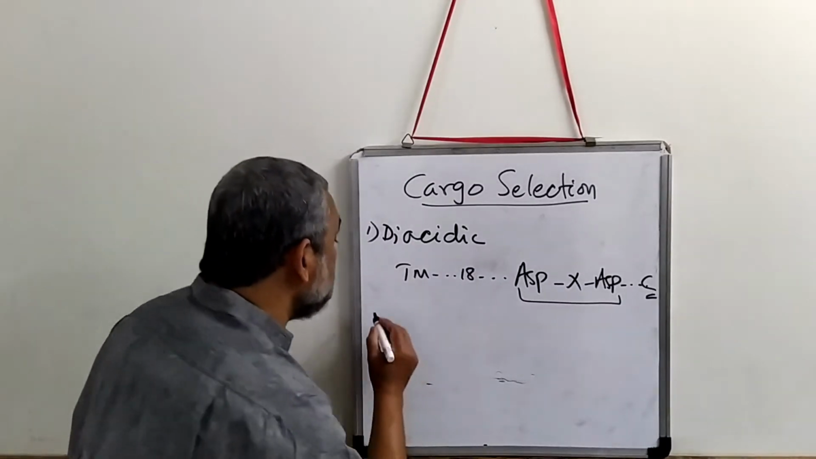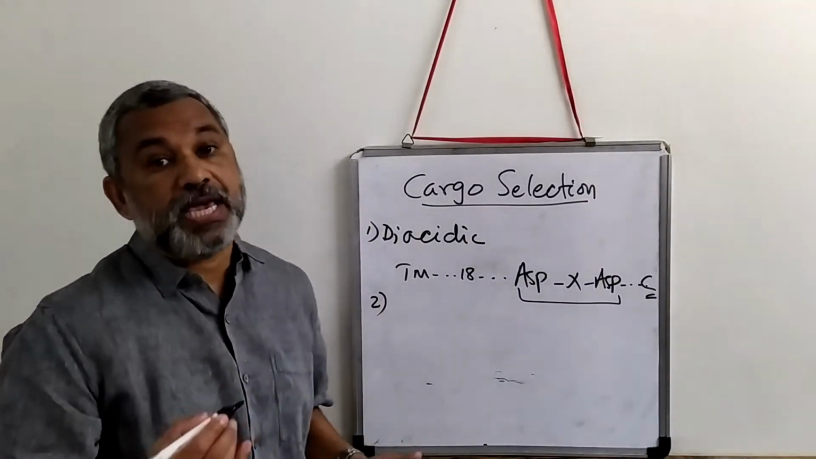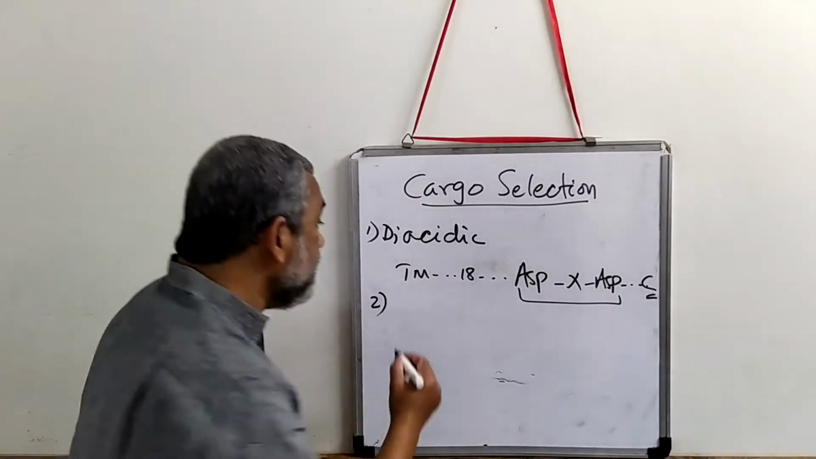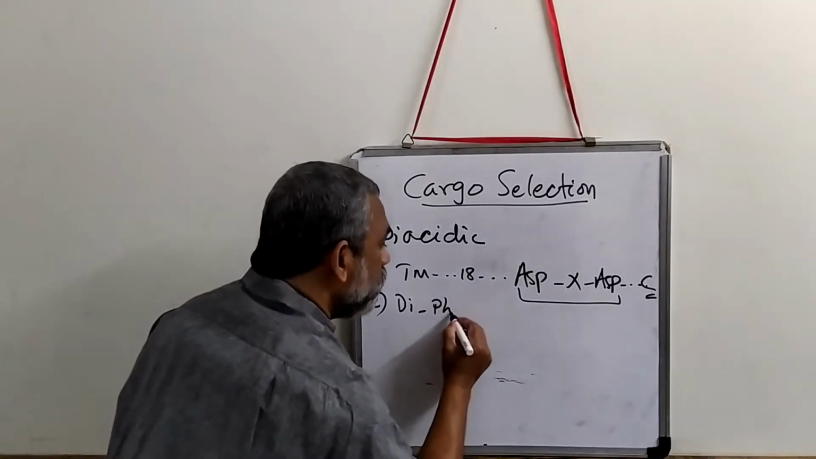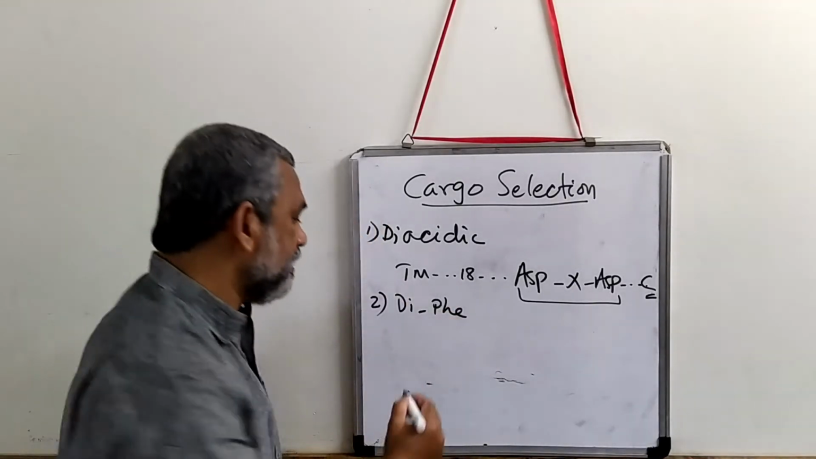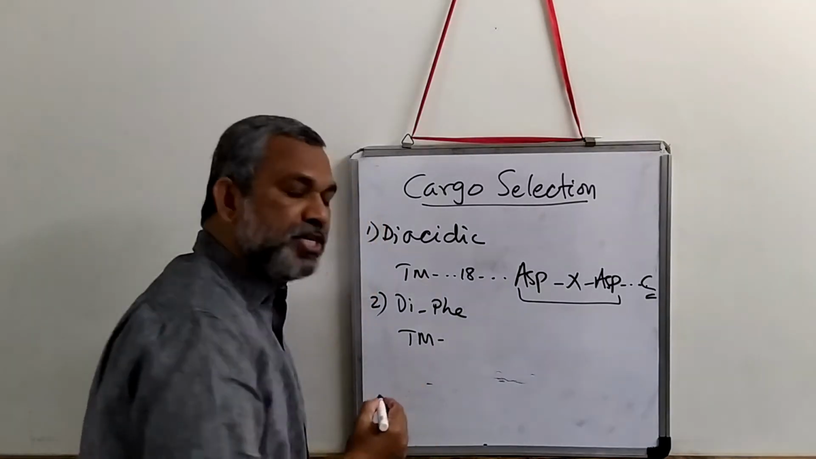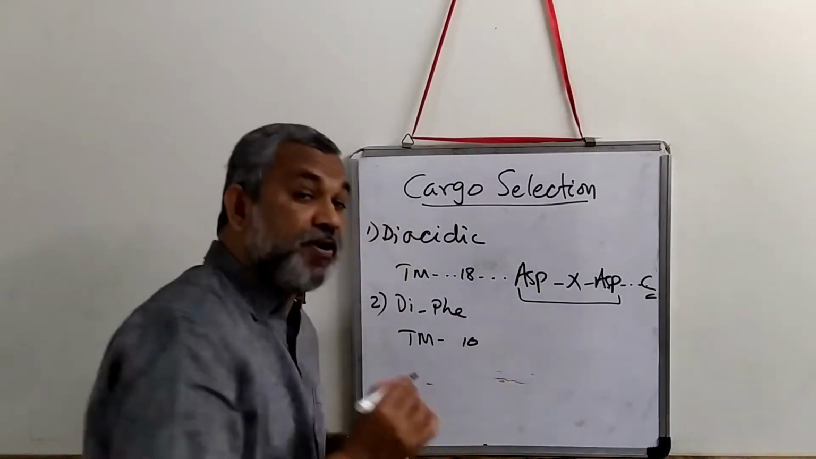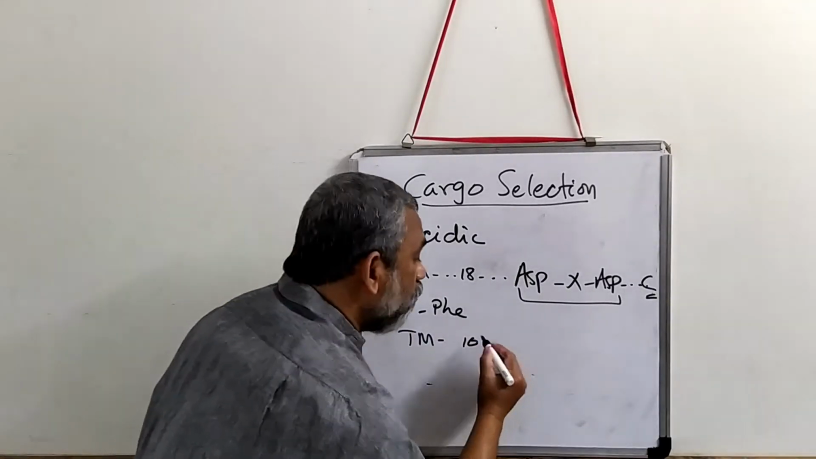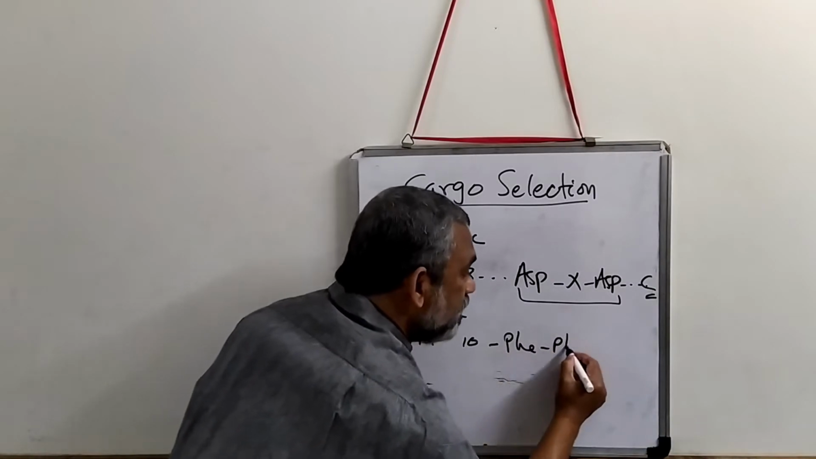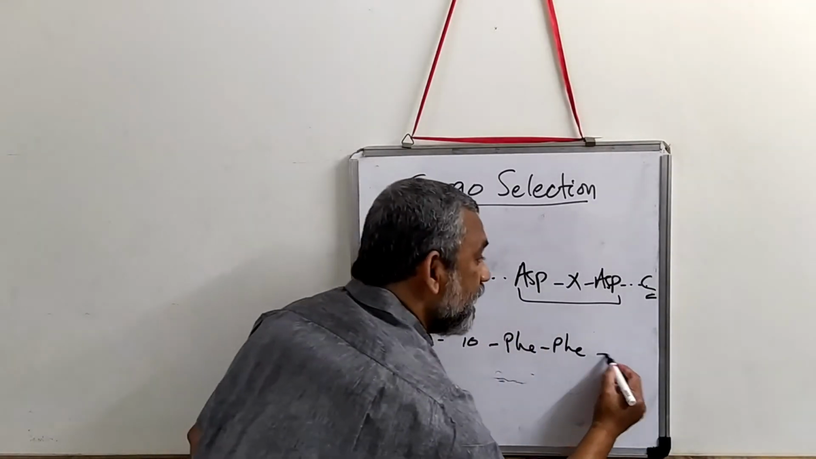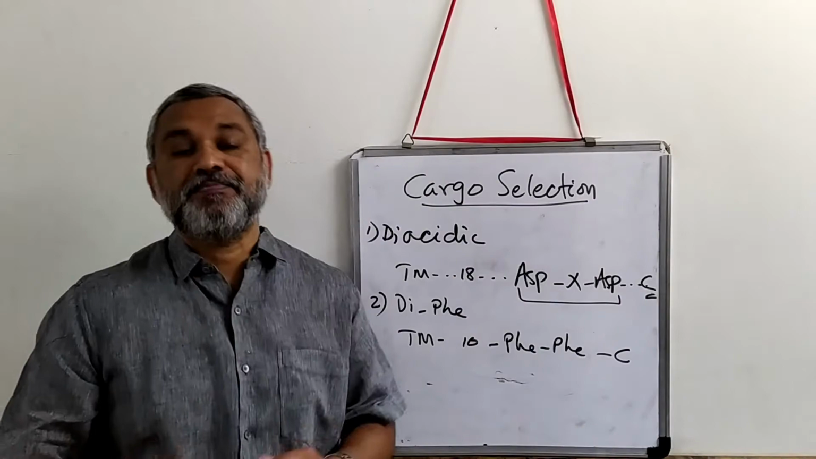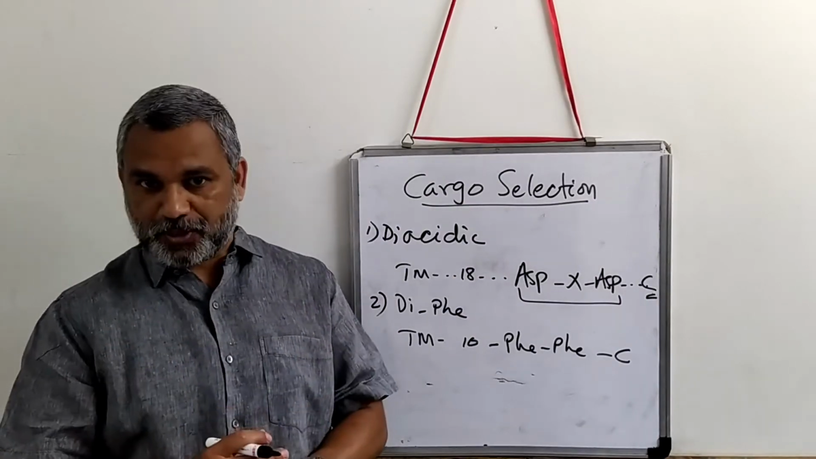Another kind of signal that is commonly found is the diphenylalanine signal. So in this kind of signal, in the transmembrane region, then about 10 very specific amino acids followed by 2 phenylalanines that end in the C terminus of a protein to be transported.